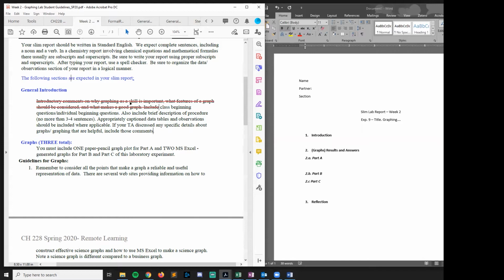If you just answer this question, that's totally fine. But it just doesn't feel like chemistry level quality writing. Let me think about that. So let's read the rest of this paragraph, and then we'll formulate what a good introduction would look like for this lab. Include class beginning questions and individual beginning questions.